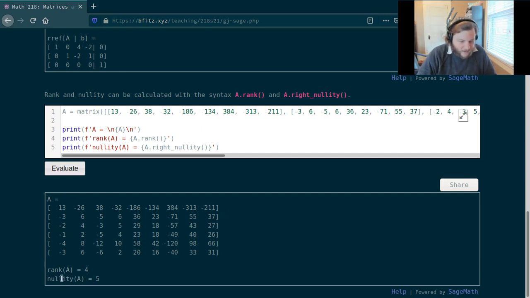And this is simply telling me that the rank is equal to 4. So if we were to row reduce this matrix, we'd end up with 4 pivot columns. And then it's also telling me that the nullity is 5, which makes sense because the rank plus the nullity always has to equal the number of columns of the matrix. So note here, this is just telling me the rank and the nullity. This isn't giving me the reduced row echelon form.